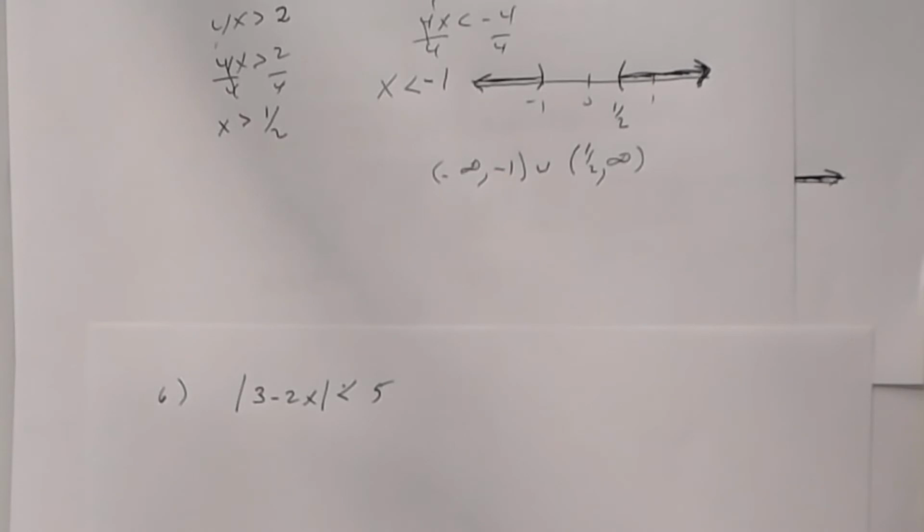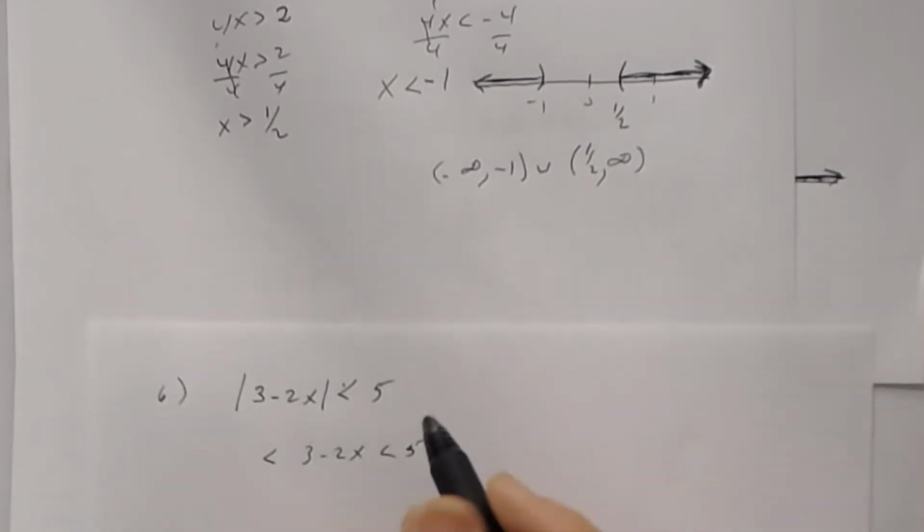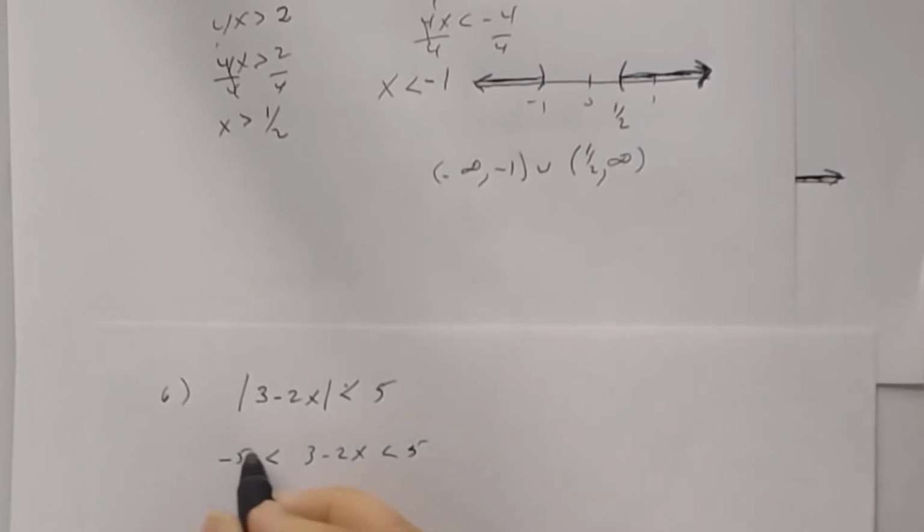Now this is a less than. So that's not that "or" statement, right? So here you're going to write it as that compound statement. Notice I use the word "and". So you're going to say 3 minus 2x is less than 5. And at the same time, it has to be greater than what? Negative 5. All right? And then all you got to do is get x by itself in the middle.